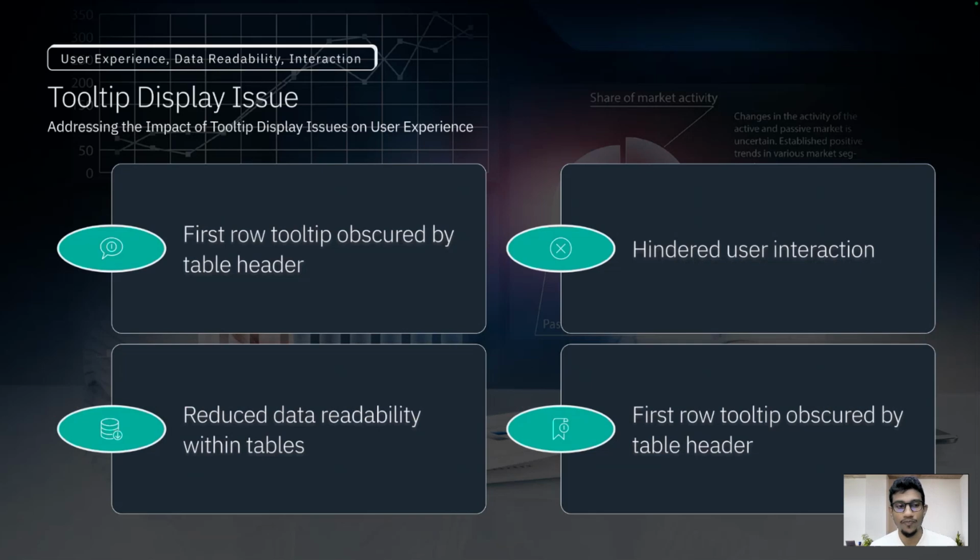Next one is what we've been waiting for a long time. The tooltip display issue, addressing the impact of the tooltip display issue on user experience. The first row tooltip was obscured by the table header, which hindered user interaction and reduced data readability within the tables. So what happened?